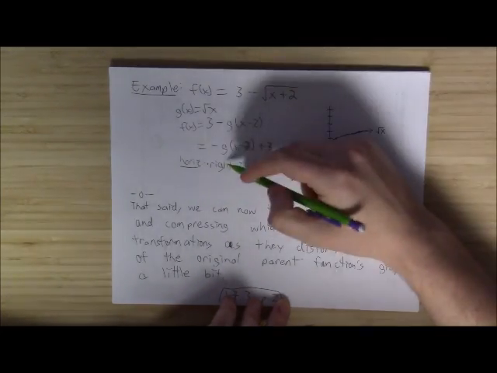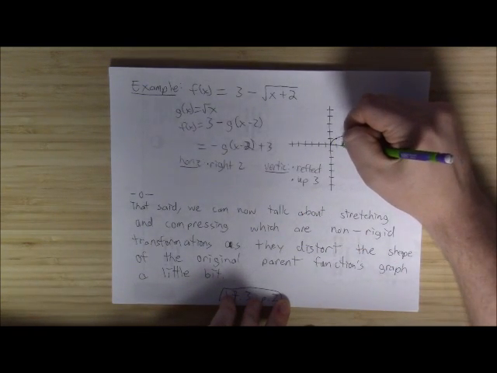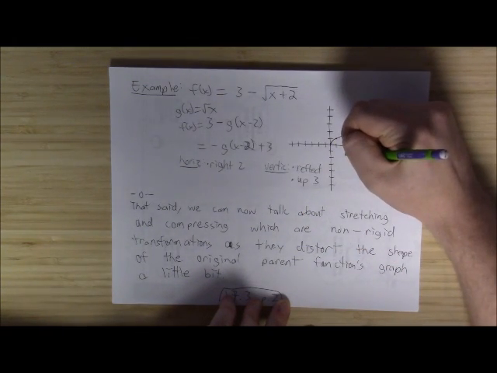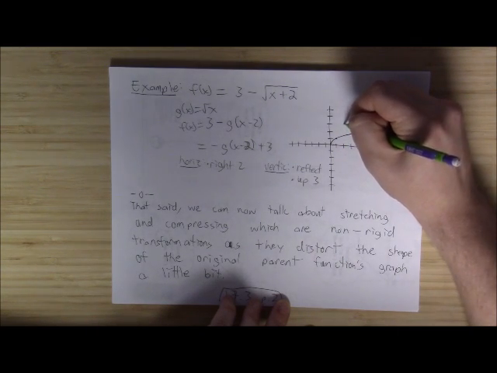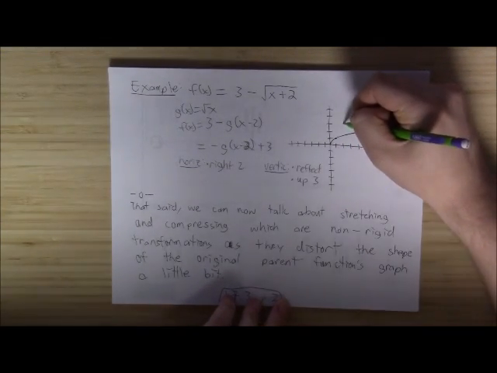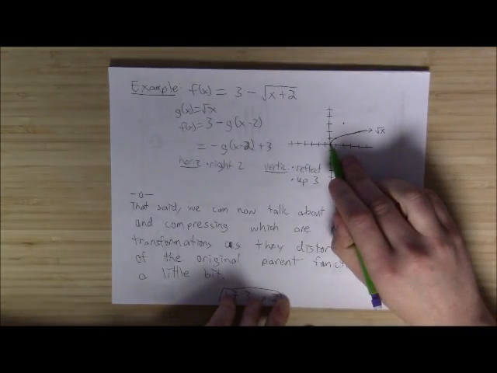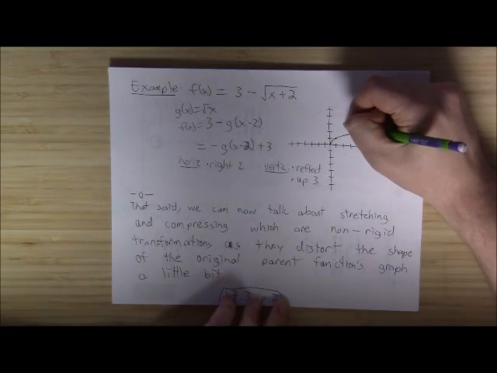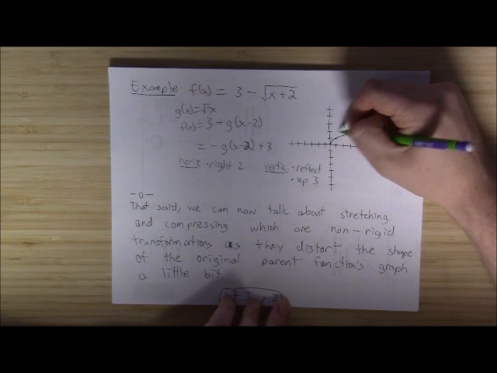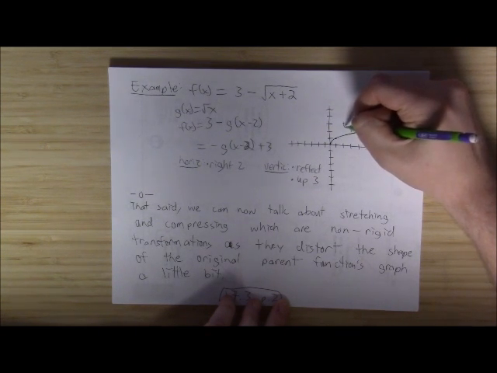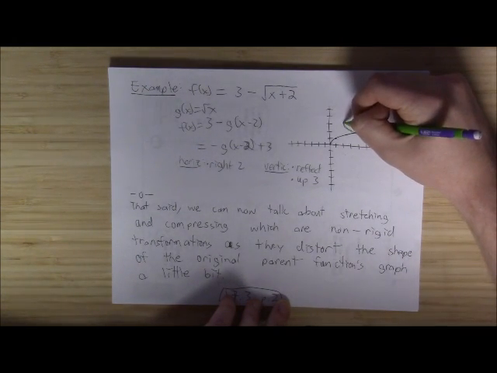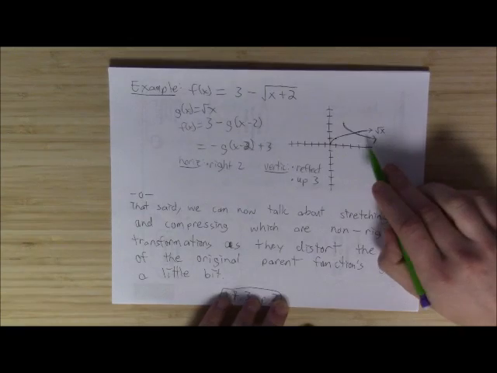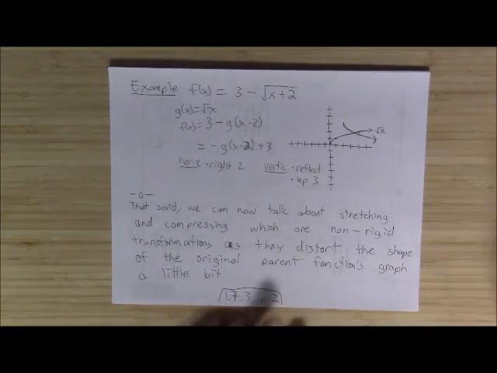So let's do the horizontal first. Horizontally, we shift to the right by 2, then we reflect and shift up by 3. So that's where this point ends up, and because of the reflection, this gets down here, and so we end up with this graph. Okay, so this is our new reflected graph.